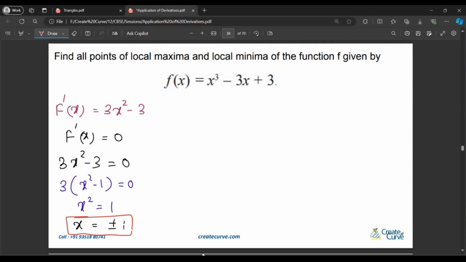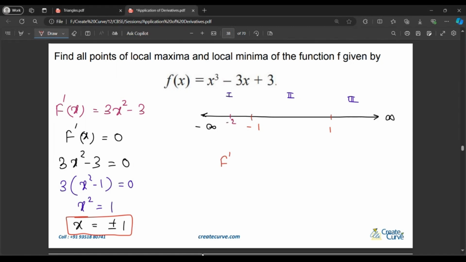Now I am simply drawing the number line. See here, number line, minus infinity, infinity. Two x values are there, so I'm writing here minus 1 and plus 1. Region number 1, region number 2 and region number 3. Select any one value from region number 1, minus 2. Substitute here in f'(x). What number is coming? Positive or negative?